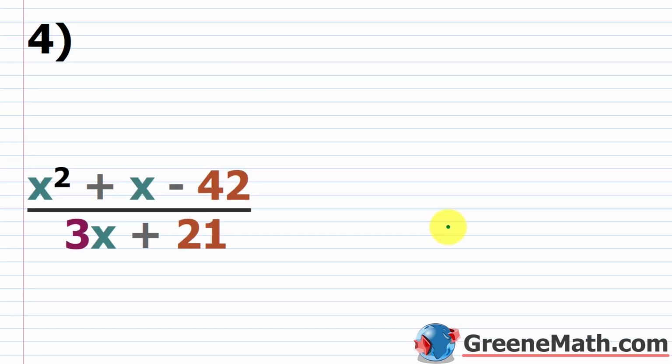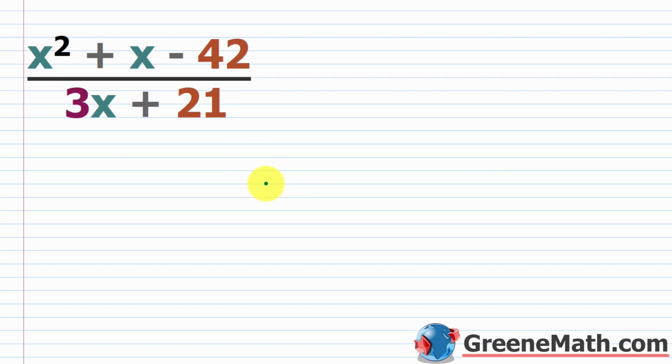All right, let's take a look at problem number 4. So we have x squared plus x minus 42, and then this is over 3x plus 21. So let's take a look at this. Again, I'm just going to take whatever's in the denominator, so 3x plus 21, and I want to set this equal to 0. And I just want to solve the resulting equation.